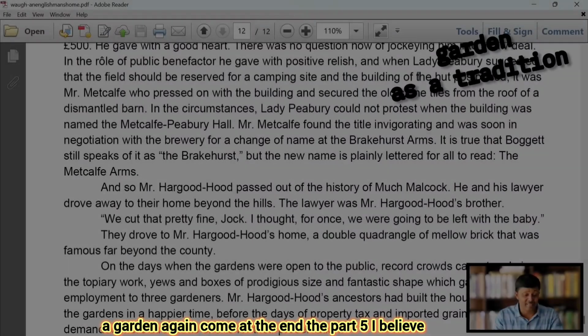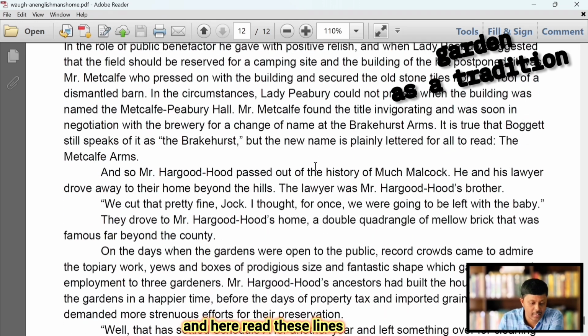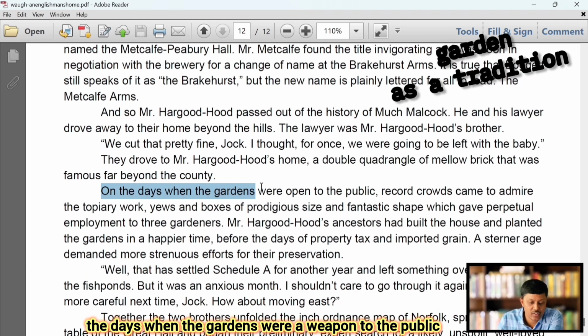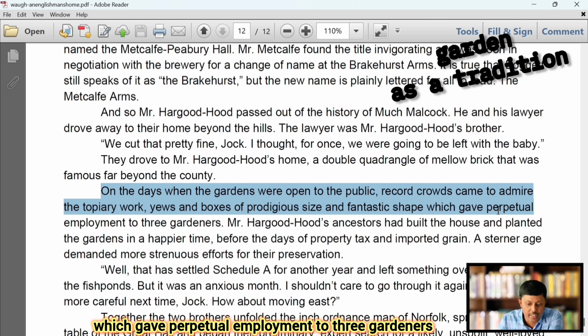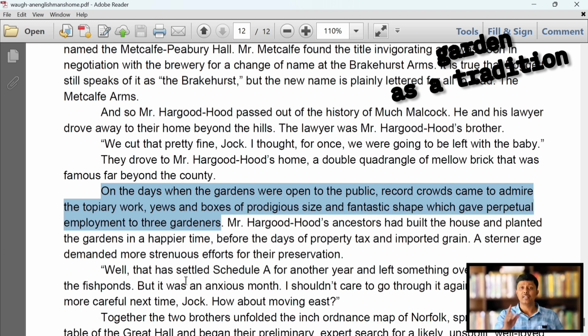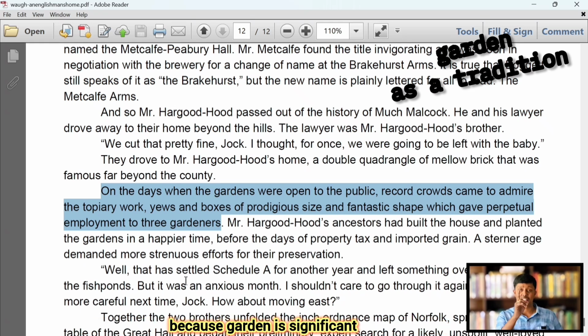Again, coming to the end, part 5, I believe. And here, read this line. On the days when the gardens were open to the public, record crowds came to admire the topiary work, yew and box of prodigious size and fantastic shape, which gave perpetual employment to three gardeners. See, this line is very significant because the tradition is indeed indicated through this line, because garden is significant. Let me give you another example.